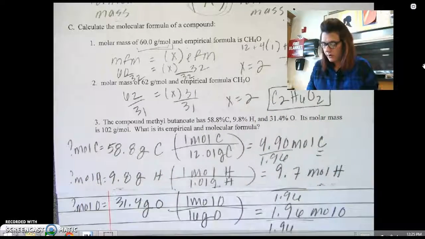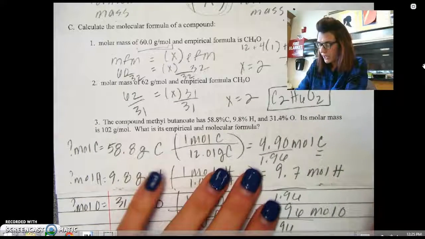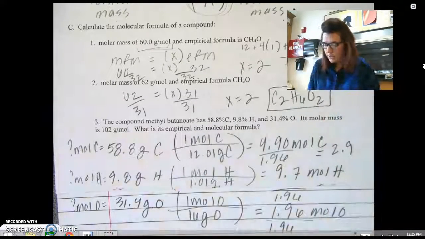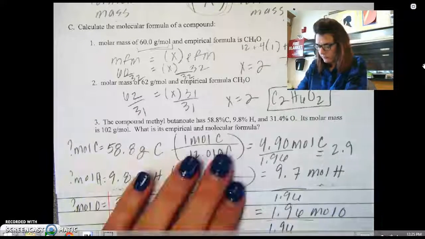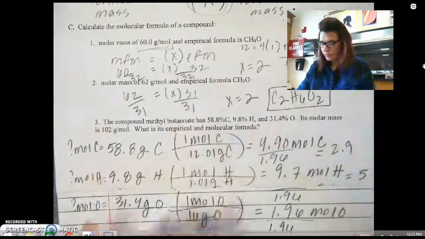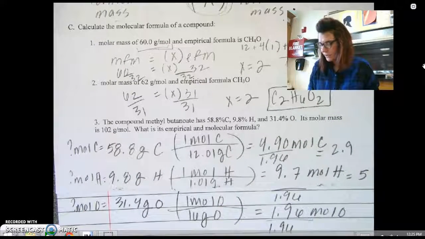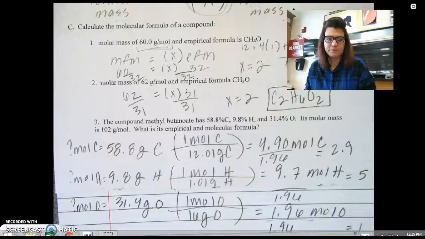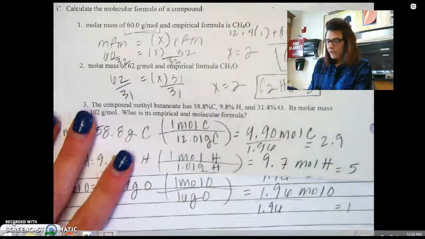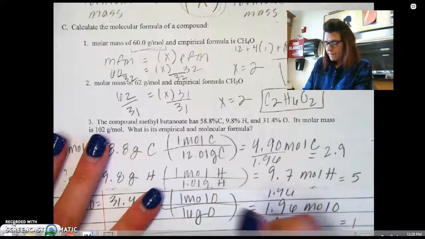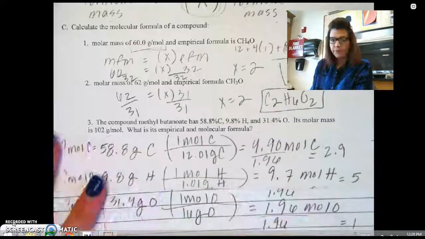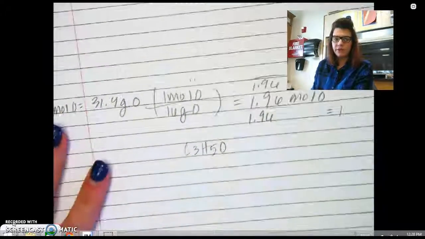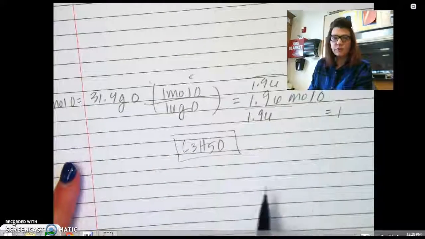So carbon is going to be equal to 2.889, which is 2.9. H is going to be equal to 5, because it's 4.94, which is 4.95, so we're going to take that up. And then this is equal to 1, okay? So I'm going to get an empirical formula of C3H5O, but it also wants the molecular formula.